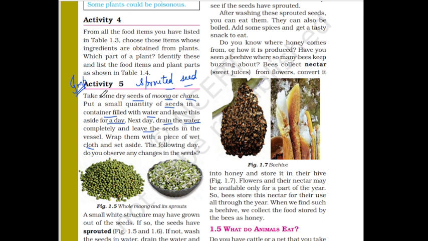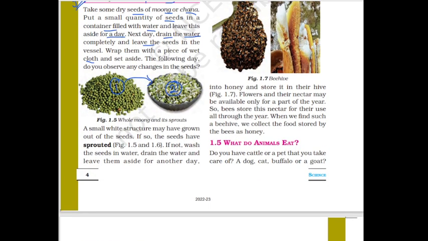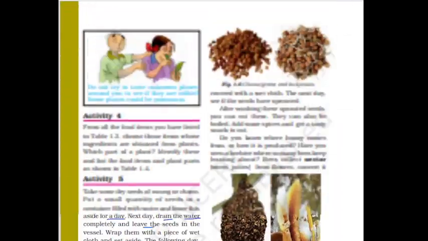And the next day you are going to check it out and what you will observe, initially your moong that looked like image 1, that will be looking like image number 2. White structure will start to grow out of it, and at this stage, you can say that your seeds are being converted into sprouted seeds. If this white structure has not come out of it, then you simply wash it off and keep it as it is for another day, and on the next day you will just wash it off.